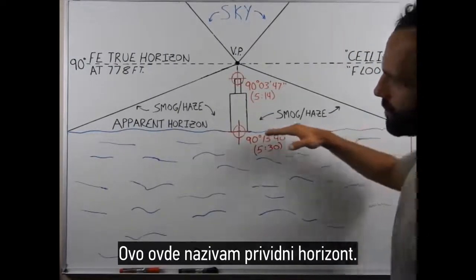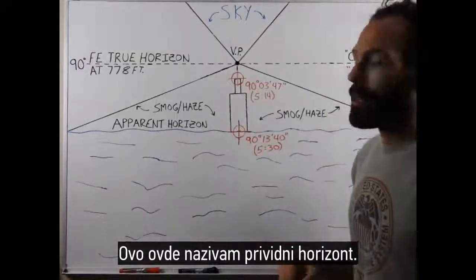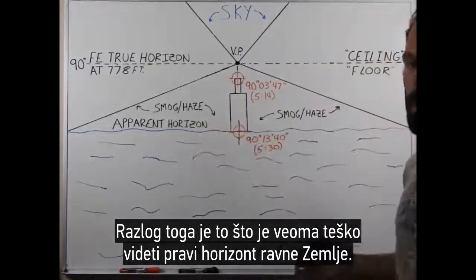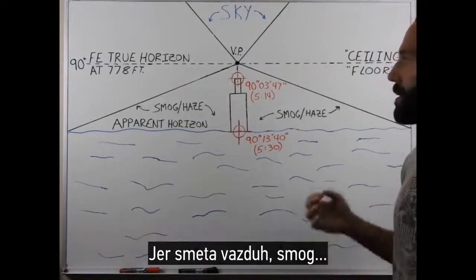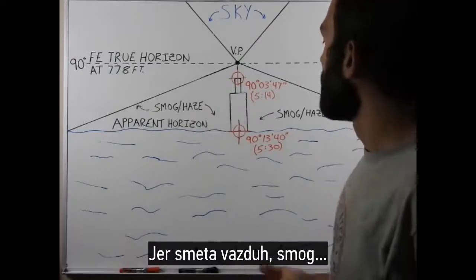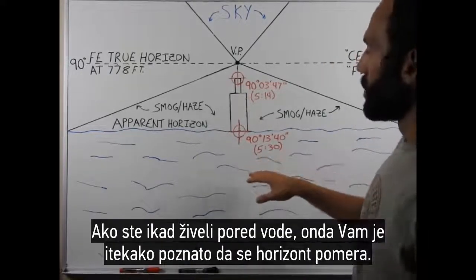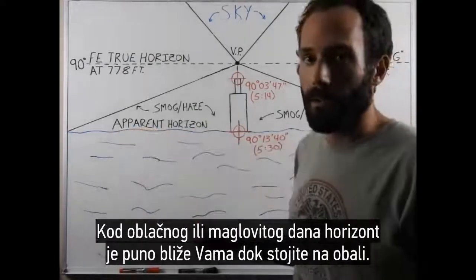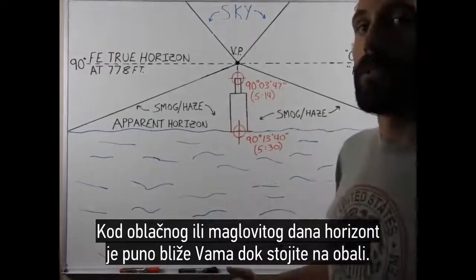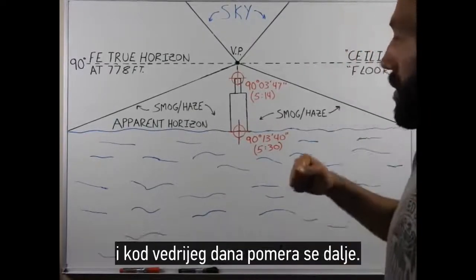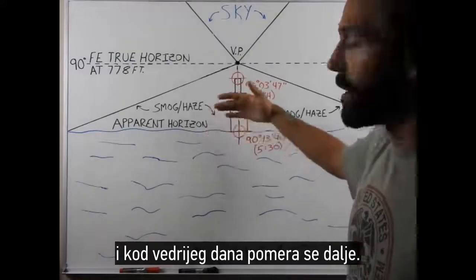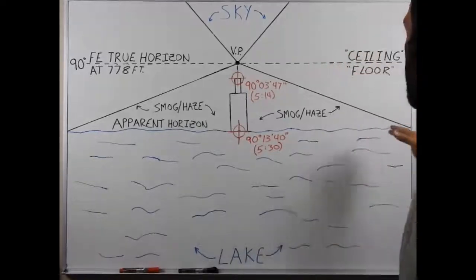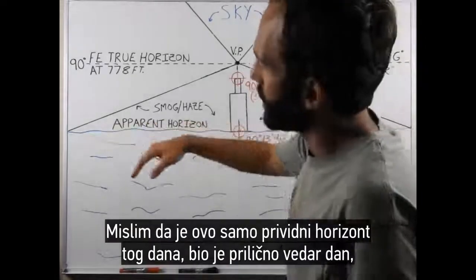So this right here is what I'm calling the apparent horizon. And the reason for that is seeing the true flat Earth horizon is going to be very difficult, because there's air in the way, there's smog. Okay? If you've ever lived by a body of water, then you're probably very familiar with this horizon moving. On a cloudy or a foggy day, the horizon is a lot closer to you when you're standing on the bank. And on a more clear day, it moves farther away. The horizon moves based on the clarity. Okay? So this, I think, is just the apparent horizon based on that day.